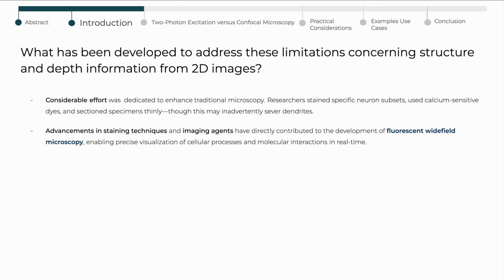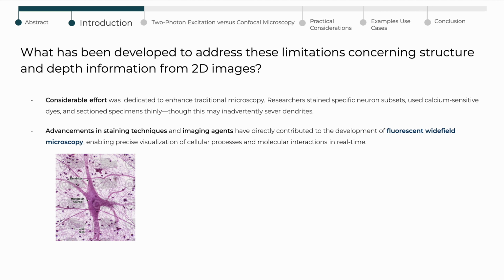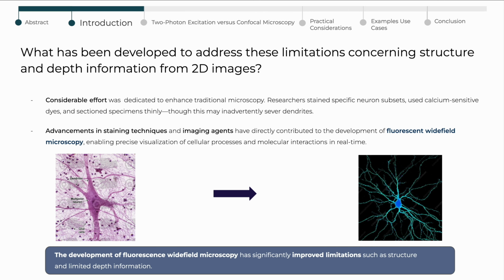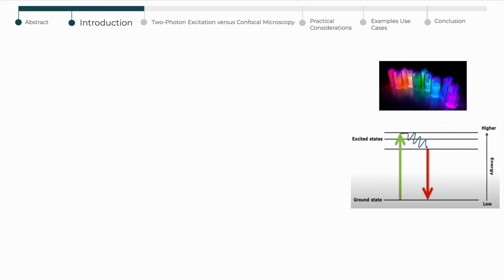Another major improvement came with advancement in staining techniques and imaging, which directly contributed to the development of fluorescent wide field microscopy. This innovative approach has revolutionized our capability to visualize cellular processes and molecular interactions in real time. So in summary, the development of fluorescent wide field microscopy has significantly improved limitations such as structure and limited depth information. As I mentioned before, it is considered a major improvement in the microscope world.